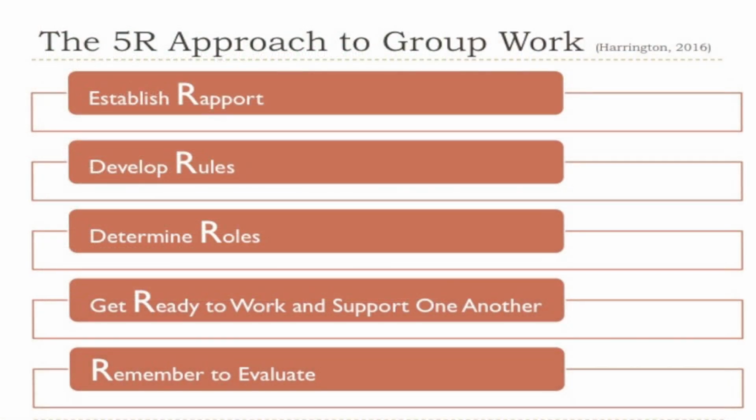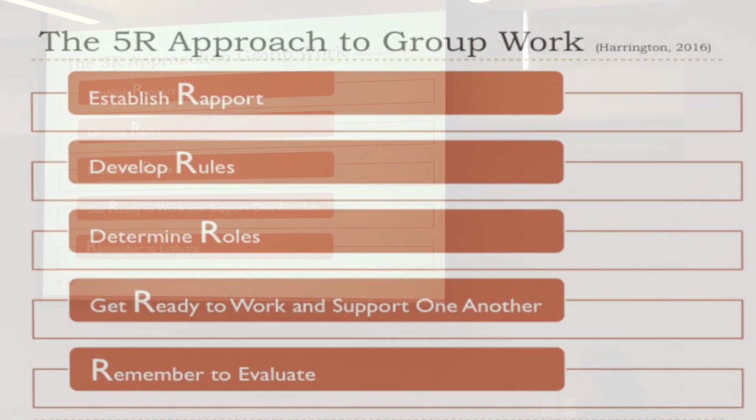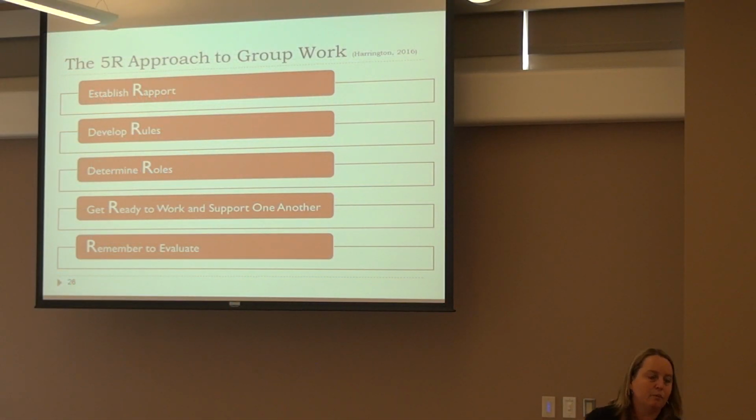I think that what we want to start off with is establishing rapport. So the first thing is you've got to get to know your group members. You need to give them a little time for that social part of the group. Who you are, what's a little bit about yourself. That's an important element because if you know people in your group, it's just going to make it function more effectively. Then the second R is the rules.